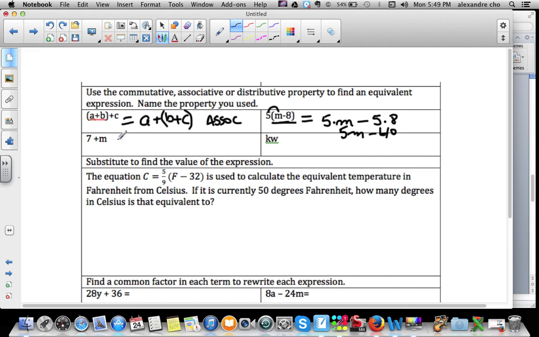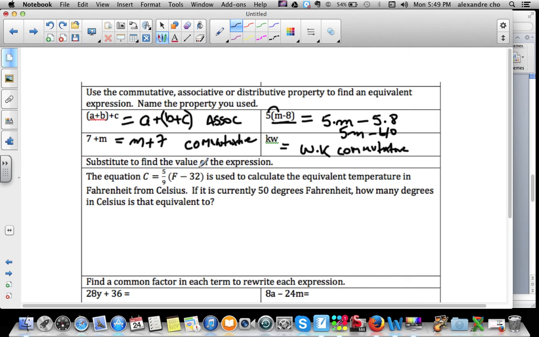7 plus m, you can switch it around, and you can make it m plus 7. What's the property that you just used? It's the commutative property of addition. Okay, kw, k times w. Another way of saying that is simply w times k. And again, this is the commutative property, but of multiplication.